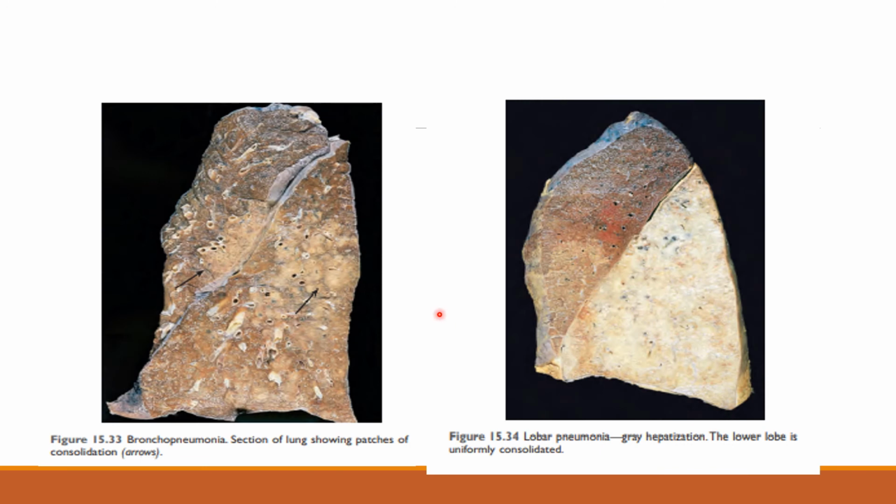Then this is the gross picture of the lung. So this is the bronchopneumonia, because here there is a patchy consolidation. Here also there is a presence of consolidation. And this is the lobar pneumonia, because the whole lower lobe is uniformly consolidated.